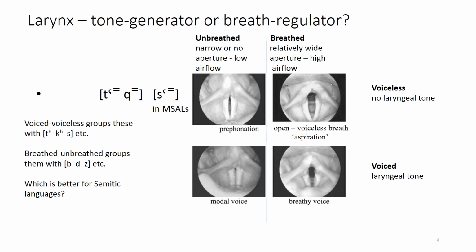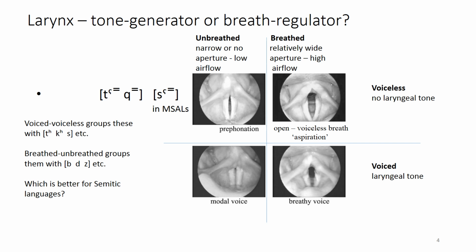Sounds produced with the glottal states on the left, pre-phonation and modal voice, have low airflow due to lack of a wide aperture and are consequently unaspirated. Those on the right allow much more airflow and are consequently aspirated. I'll be using the terms unbreathed and breathed as the relevant laryngeal features. The importance of this for Semitic languages is that it groups voiceless unaspirated sounds, i.e. sounds with the glottis in the pre-phonation state, differently. The voiced-voiceless division groups them with voiceless aspirated sounds, but the unbreathed-breathed division groups them with voiced sounds.